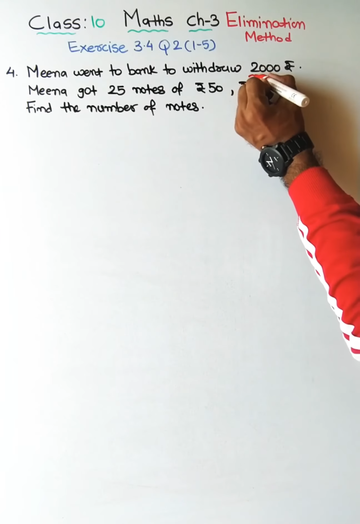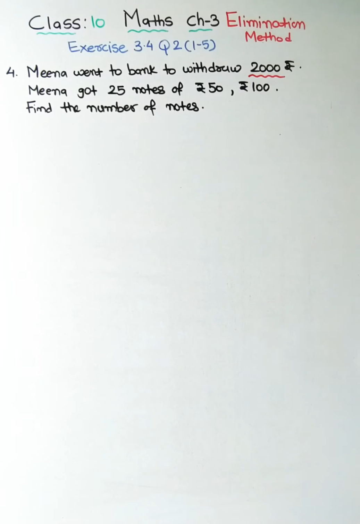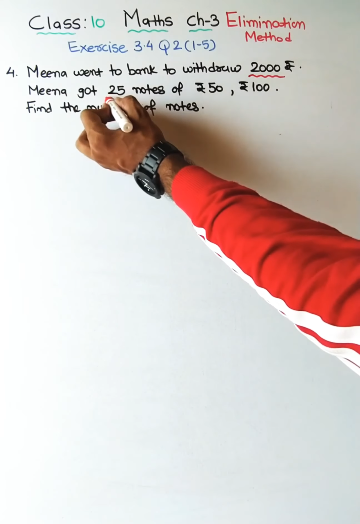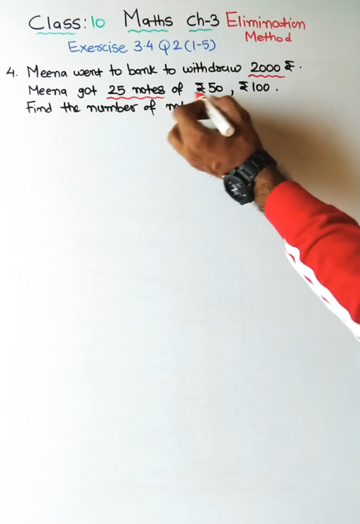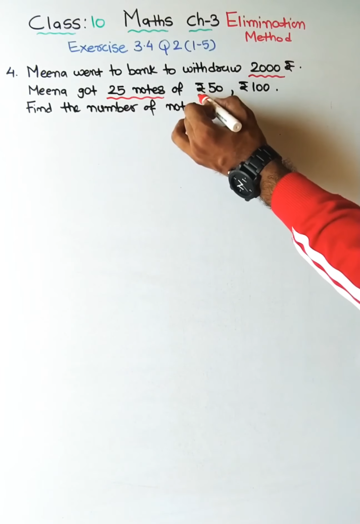In the fourth question, Meena went to the bank to withdraw rupees 2000. So the overall total value of the notes was 2000. She got 25 notes in total. So this is our second hint. The number of notes is 25.